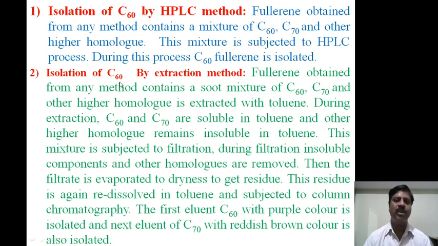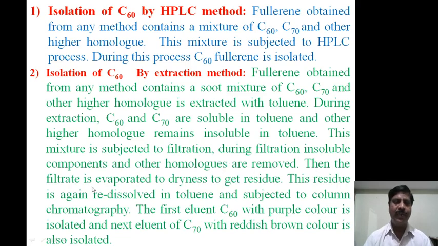Second method, isolation of C60 by extraction method. Fullerene obtained from any method contains a soot, or smoky mixture, of C60, C70 and higher homologs, which is extracted with toluene. During extraction, C60 and C70 are soluble in toluene and other higher homologs remain insoluble in toluene. This mixture is subjected to filtration. During filtration, insoluble components and other homologs are removed.